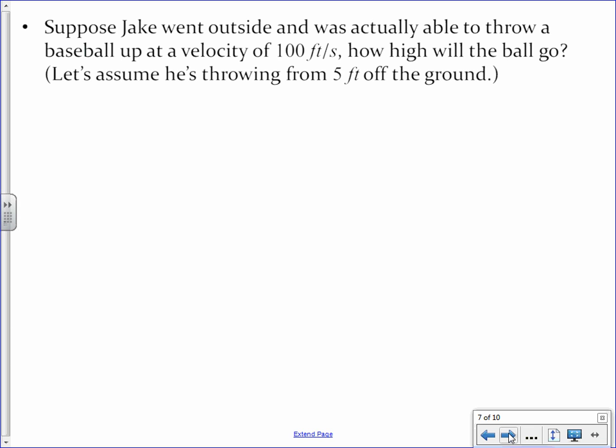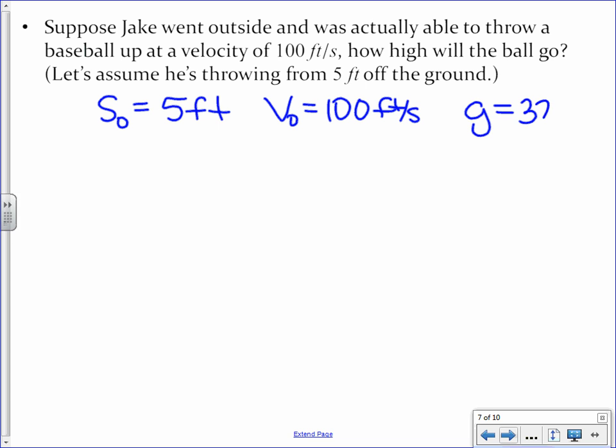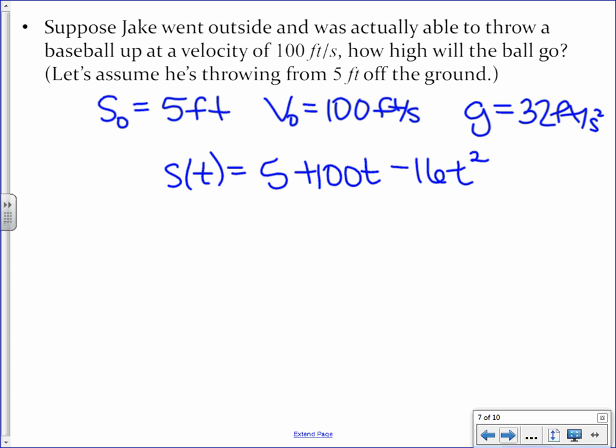First of all, let's set up our equation before anything else. What is our initial position? 5 feet. What is our initial velocity? 100 feet per second. And which gravity should we use? Probably the 32 one. So our position equation is going to be 5 plus 100t minus 16t squared, because it's one half g.